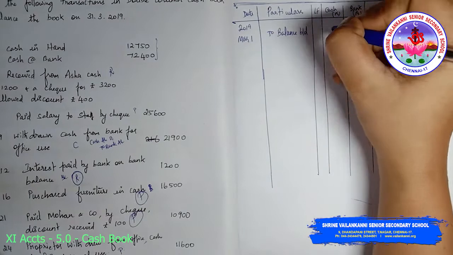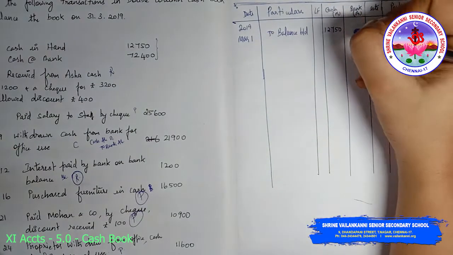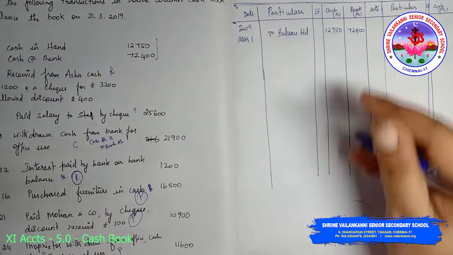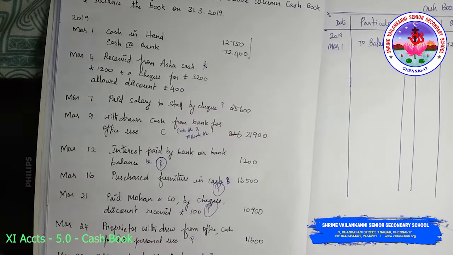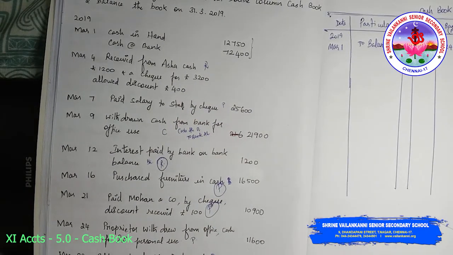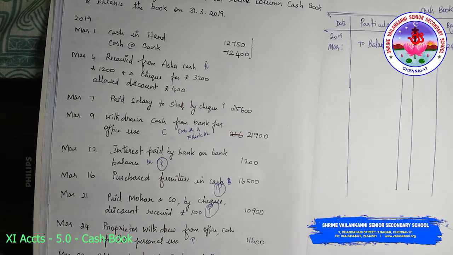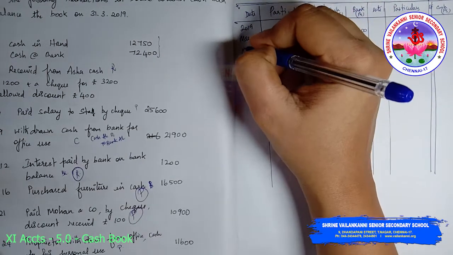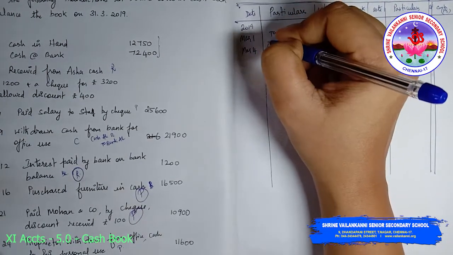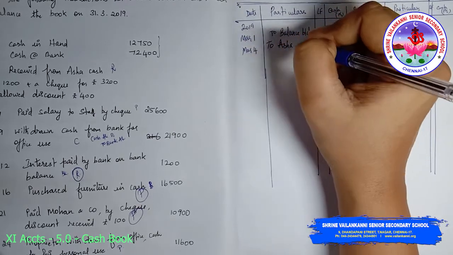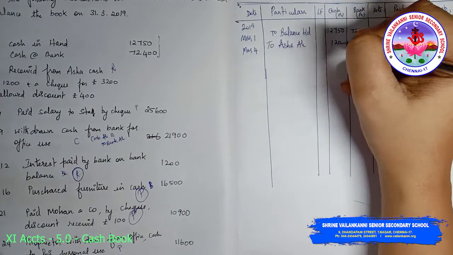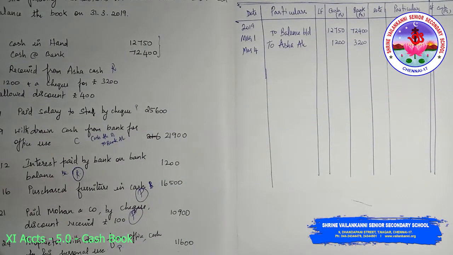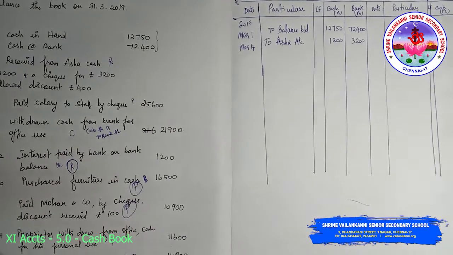brought down, cash 12,750, bank 72,400. Next is received from Asha, cash 1,200 and a check for 3,200, allowed discount rupees 400. It is a receipt. March 4, to Asha, 1,200 and 3,200 is check, and the discount has been deducted already, so no problem.